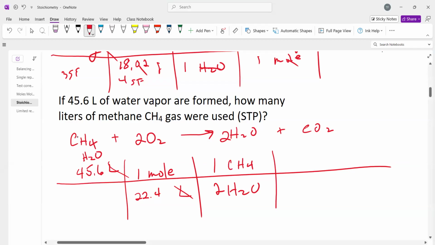Okay, now water cancels. We have moles of methane. We want liters of methane. So again, we're going to use 22.4.